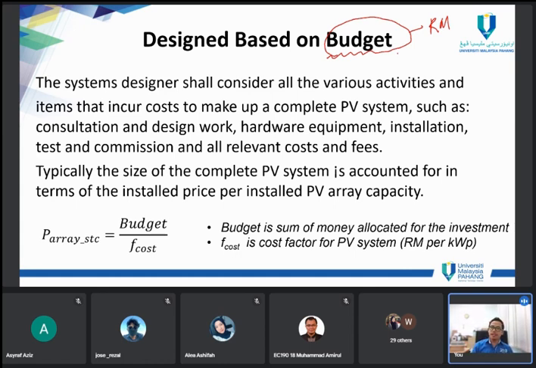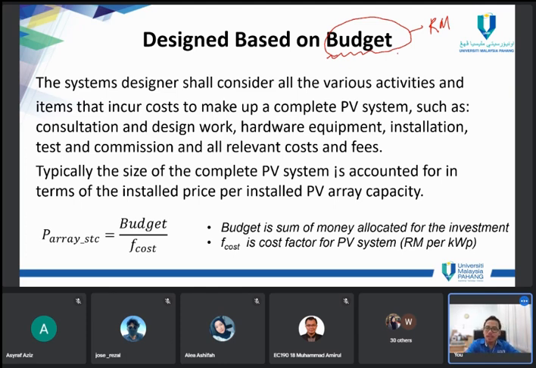So to make up a complete PV system, including consultation, design work, hardware equipment, inverter, PV modules, cable, solar meter, installation costs, the mounting items that we use to install the solar module on the roof, for example. So the labor cost also needs to be considered, commissioning level, and all relevant costing, including the documentation of the PPA and so on. All the things are inclusive for this term of budget.